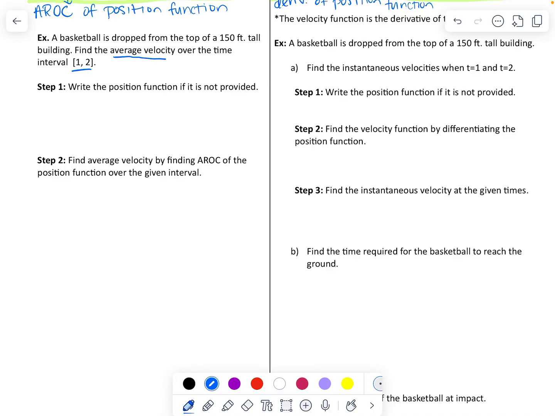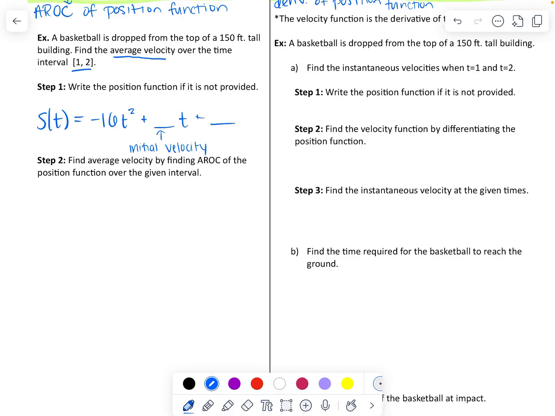Step 1, before we can even find the average velocity, we need to know the position function. And sometimes that will be provided. Sometimes it might not be, so you should know how to write it. Okay, we just went over that in that box up above. So the position function is negative 16 t squared plus blank times t plus blank. Okay, remember this thing that goes here is initial velocity.